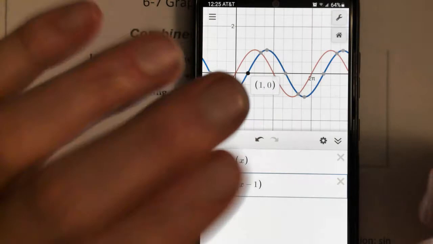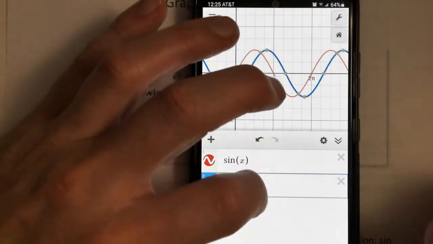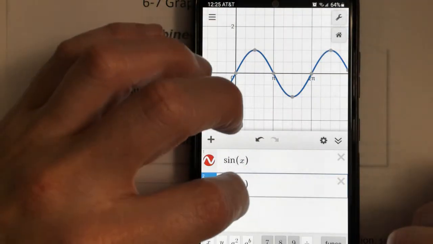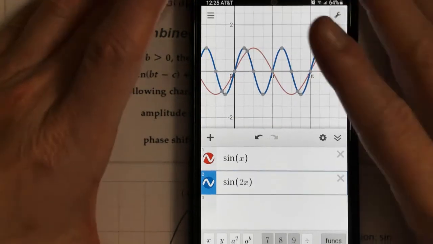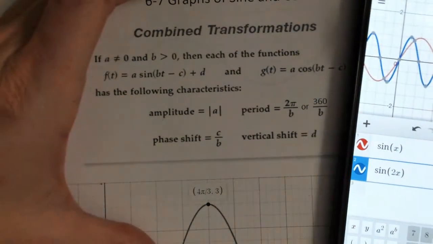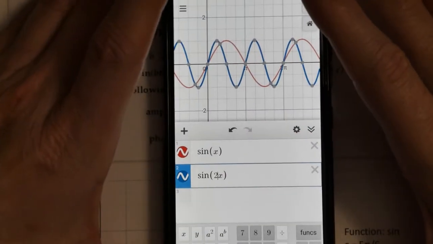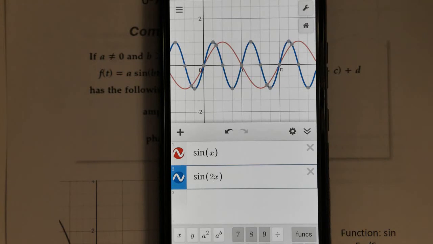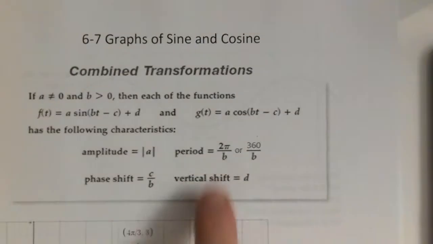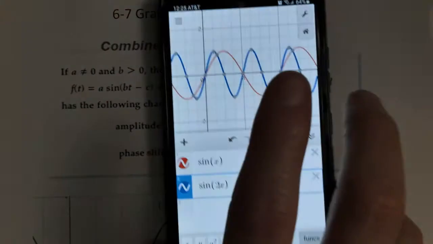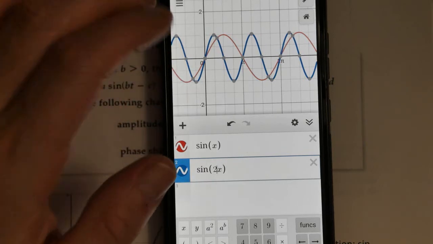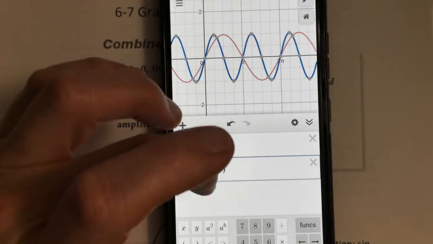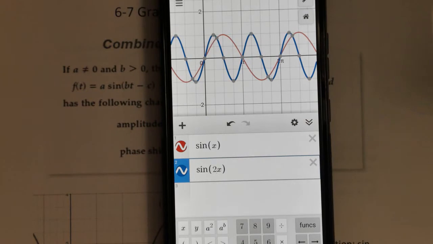Now, let's say I were to take this off for the moment and just put a 2 here. Take a look at what happens. When you change that number, that is what changes the period. Remember, period is 2 pi divided by B, so whatever you put here is going to be dividing that period. In this case, if it's greater than 1, it's going to make that period shorter, and if it's between 0 and 1, it would make that period longer.